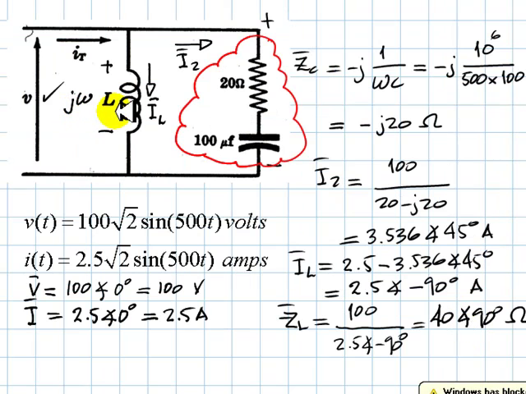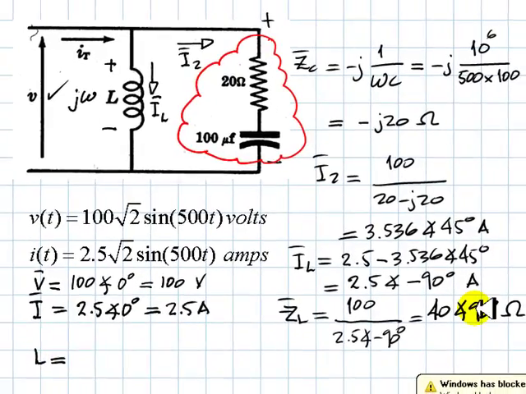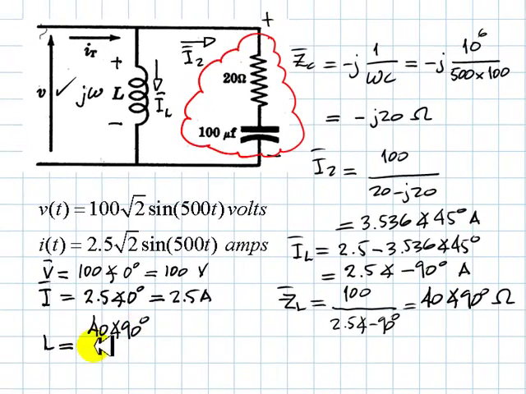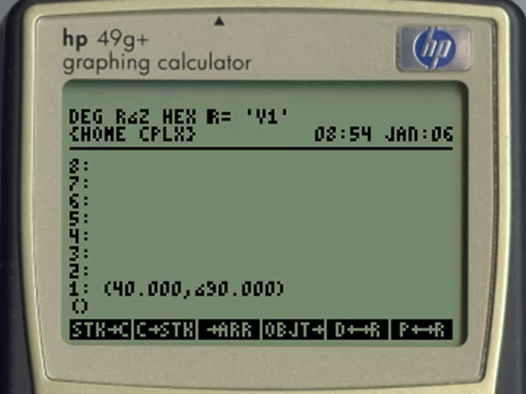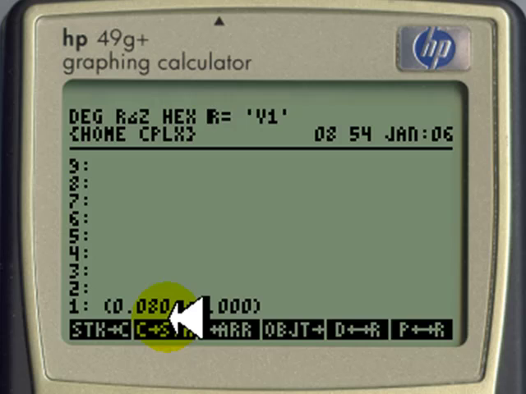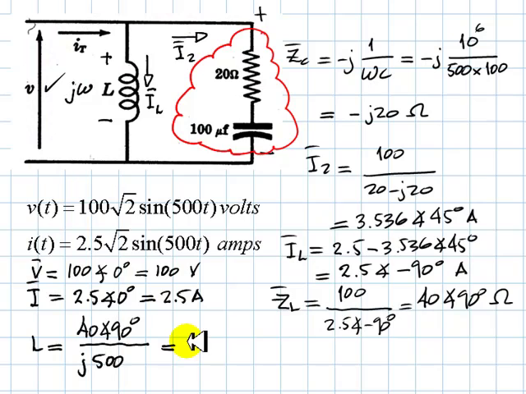But that is j omega L. From there, dividing by j omega, we obtain L. We say the inductance L is just that impedance divided by j omega, which is j500. We go again to the calculator. That impedance divided by round parenthesis 0 space 500 divide. That is the inductance, a real number with a value of 0.08.